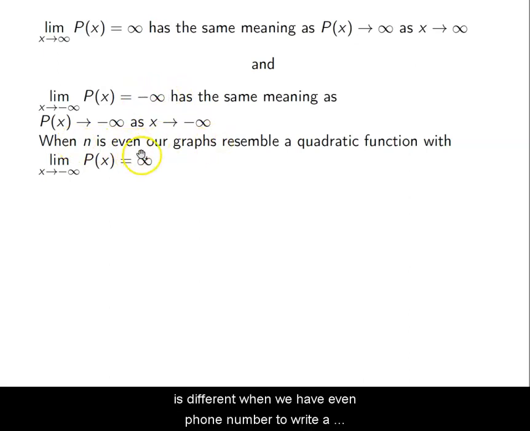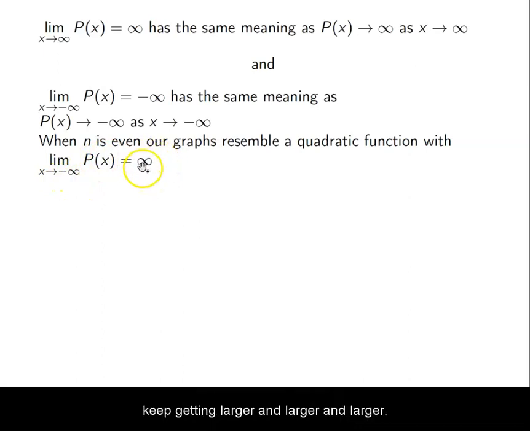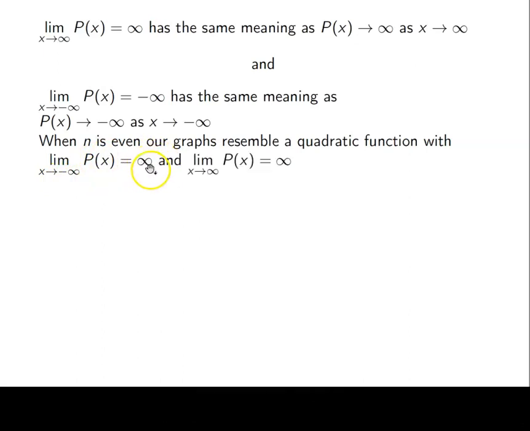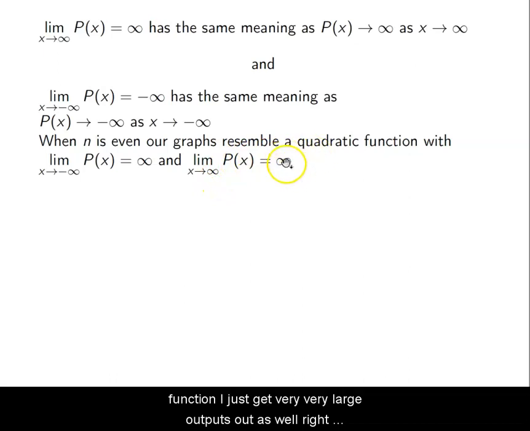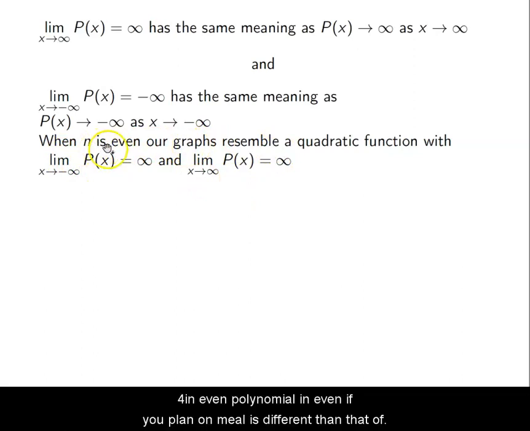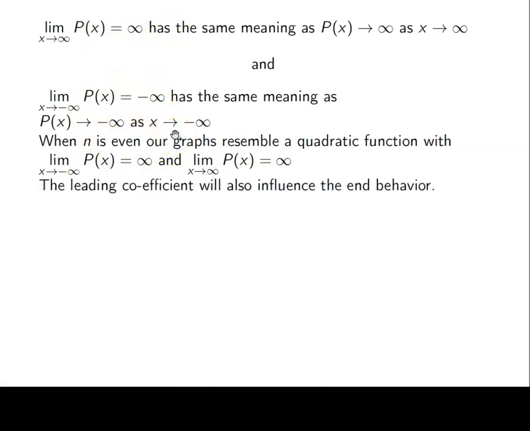It's different when we have even polynomials, right? It resembles a quadratic function. So even when x gets very large and negative, I still have positive outputs. My outputs just keep getting larger and larger. So when I have very large values to plug into my function, I get very, very large outputs as well. So my end behavior for an even degree polynomial is different than that of an odd degree polynomial, okay?